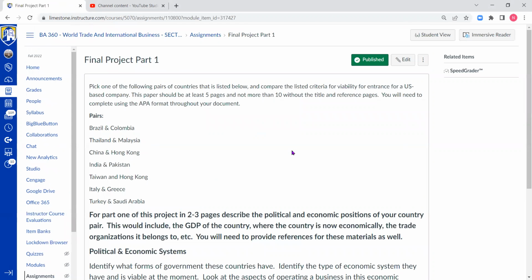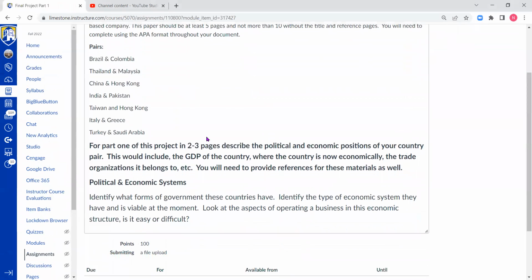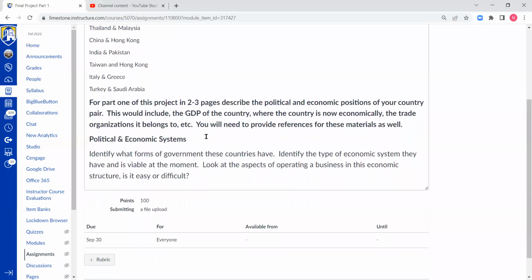The first part of it is you're going to select a group of these countries. Now, I chose these countries. If you've got another set of countries that you'd like to compare, I'm happy with that. Just shoot me an email, let me know which ones you're going to do to make sure that there's enough stuff there to compare.